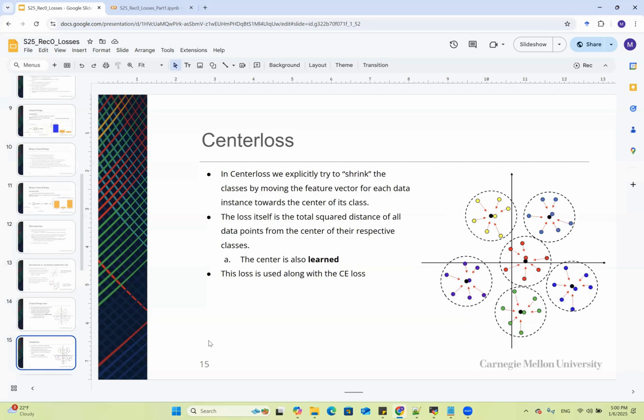Center loss. In the center loss, we explicitly try to shrink the classes by moving the feature vector for each data instance towards the center of its class. The loss itself is the total squared distance of all data points from the center of their respective classes. And also the centers are learned. This loss is also used along with the cross entropy loss.